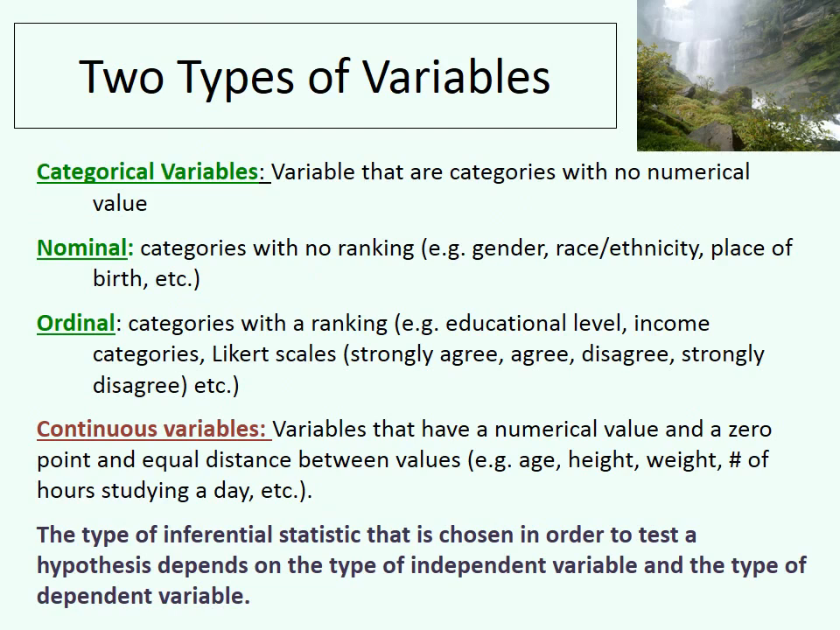There are two broad types of variables. The first are categorical independent and dependent variables that are measured.